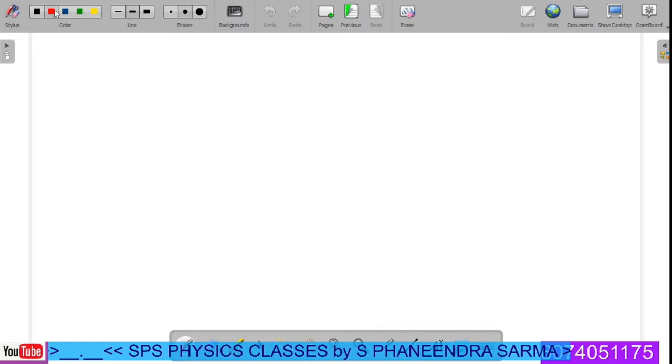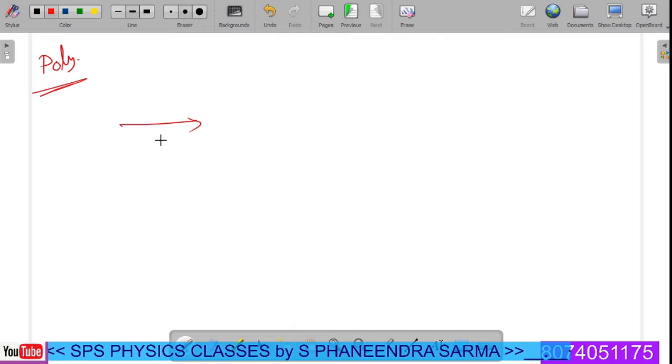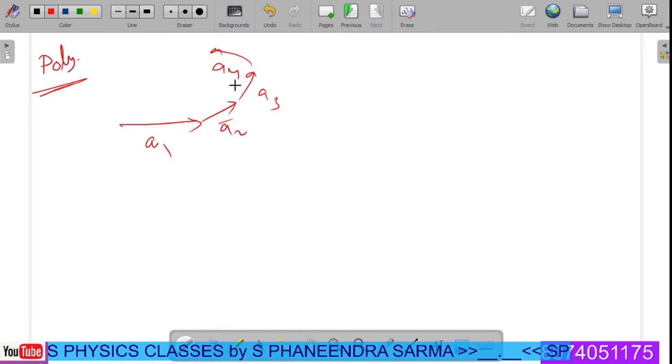Let us consider the next case, that is the polygon law of vectors. In the polygon law of vectors, we have to consider some n number of vectors. This is the first vector a1, the second vector a2, the third vector a3, the fourth vector a4, and so on.